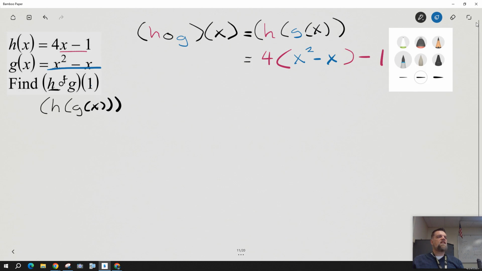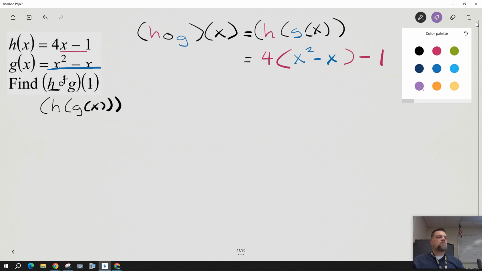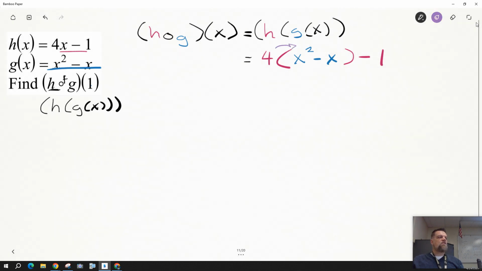Now once I've done that, I have to distribute through the parentheses. So 4 times x squared is just 4x squared. 4 times negative x is a negative 4x. And then we tack on the minus 1 at the end. Okay? So that's how we incorporate those.